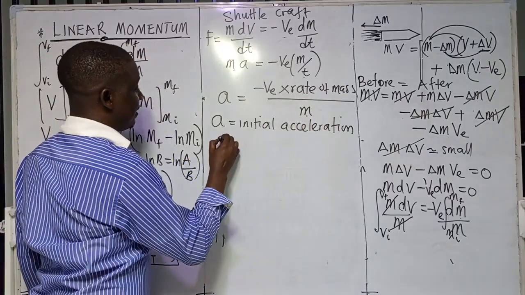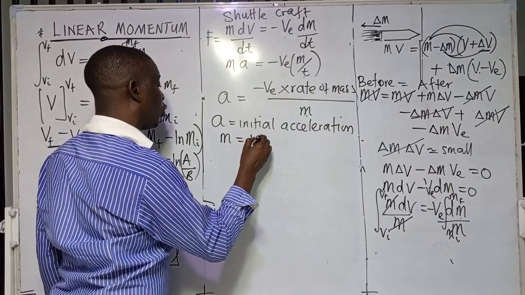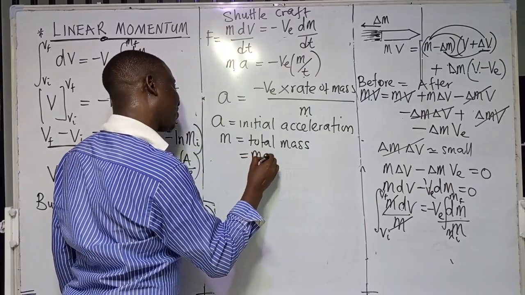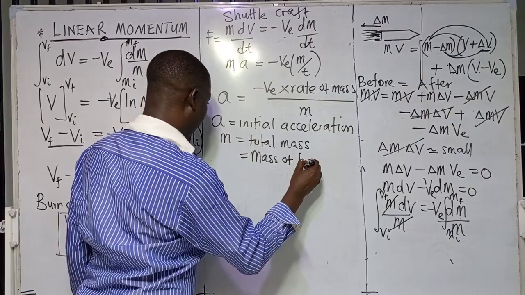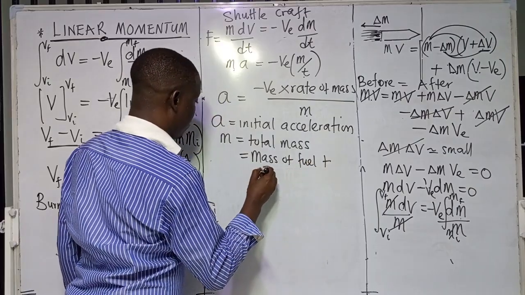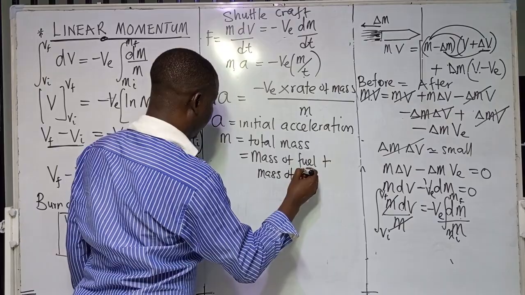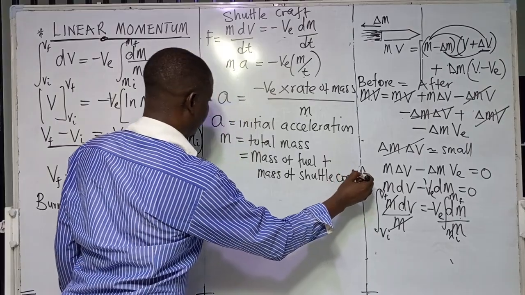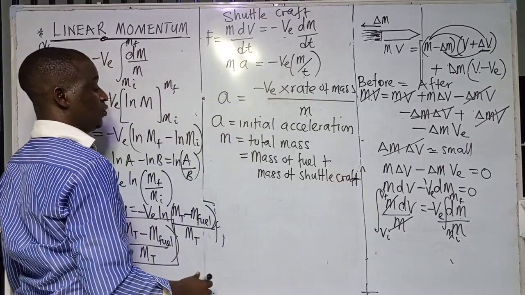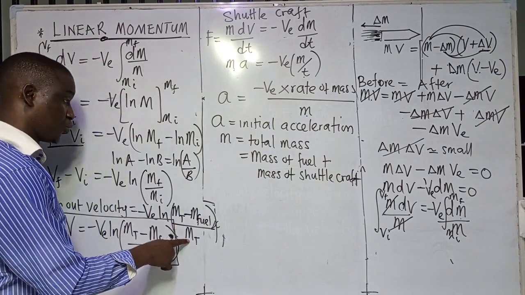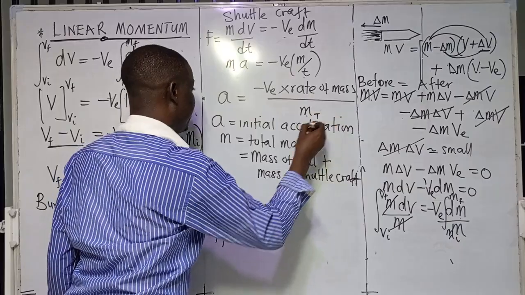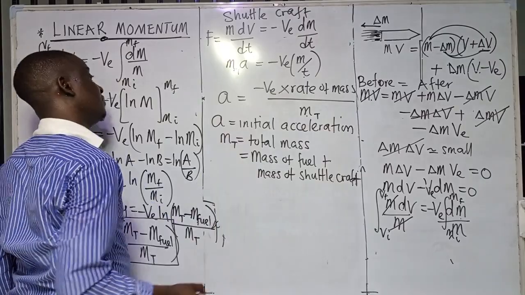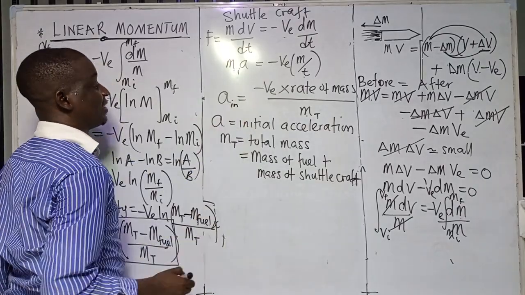What about the M? M is what we call the total mass, which is equal to mass of fuel plus mass of shuttlecraft. So this is total mass. This one I will take as total mass now, M total. So let me call it M total. So total mass is here. So this is what we call initial acceleration.